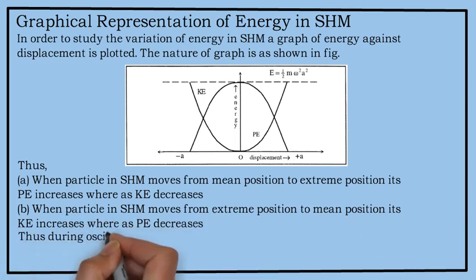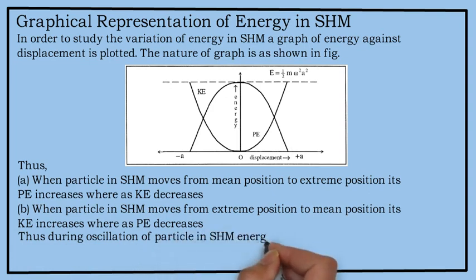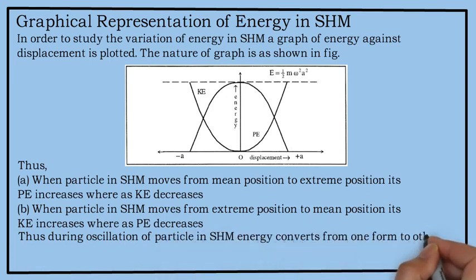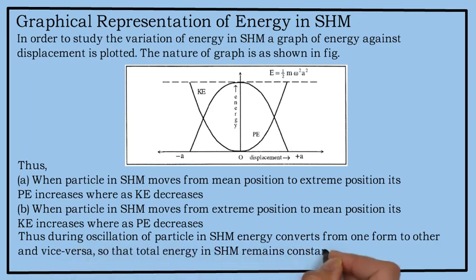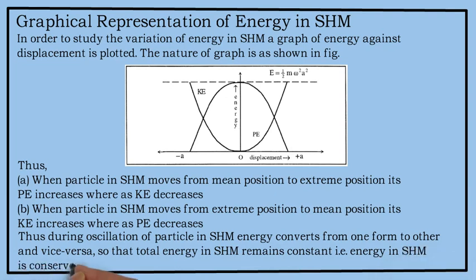Thus, during the oscillation of a particle in SHM, energy converts from one form to the other and vice versa, so that the total energy in SHM remains constant. Energy in SHM always remains conserved. Now, if you want to draw this graph, you have to take the x-axis as displacement and the y-axis as energy. Draw a parallel line indicating the total energy, which is half m omega square a square, and then keep on putting the values of x equal to 0, x equal to plus minus a. You will get the respective curves of KE and PE.